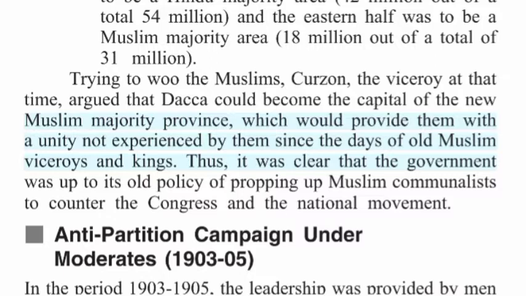Thus, it was clear that the government was up to its old policy of propping up Muslim communalists to counter the Congress and the national movement.